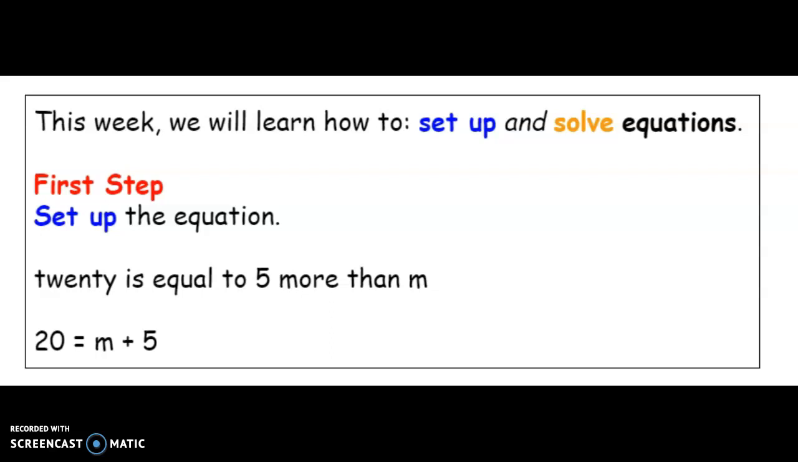This week we're going to learn how to set up and solve equations. The first step is how to set up the equation. 20 is equal to 5 more than m. 20 became 20. Here's our term is equal to. Remember, in the beginning of the video, I said that is equal to means that we should put an equal sign down. And now we're left with 5 more than m, which more than we know meant plus, and we're adding to m, so that's m plus 5.